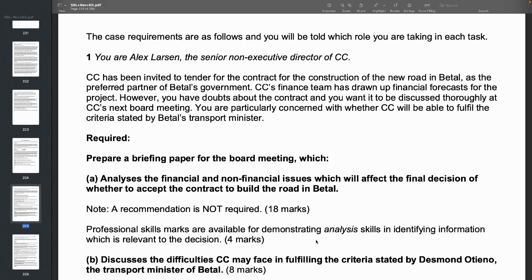Now, you also want to pay attention to the requirements, because I tell you the most important thing is to understand what the examiner wants you to talk about to get the marks. 80% of the failure is because students do not write for the requirement asked. They read partially, like this question. Analyze financial, non-financial issues. A lot of students just analyze the financial issues, did not touch the non-financial issues, and therefore lost a lot of marks.